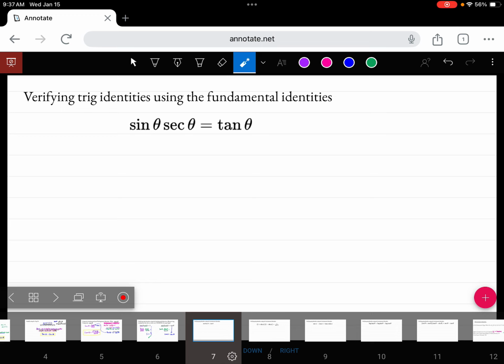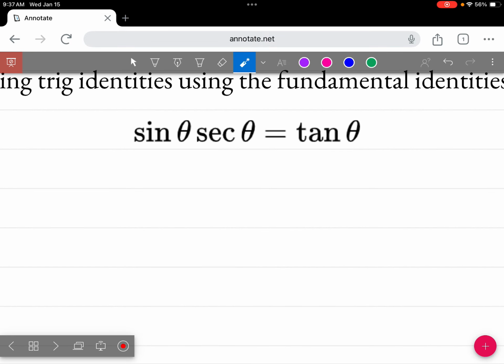All right, so our next one here, very similar vibe. We've got sine theta secant theta equals tangent theta. So sine theta secant theta, and we want to see if that equals tangent theta. So I'm going to switch these on the left-hand side to be sines and cosines so that we can see what's happening here. So sine already is in sines and cosines.